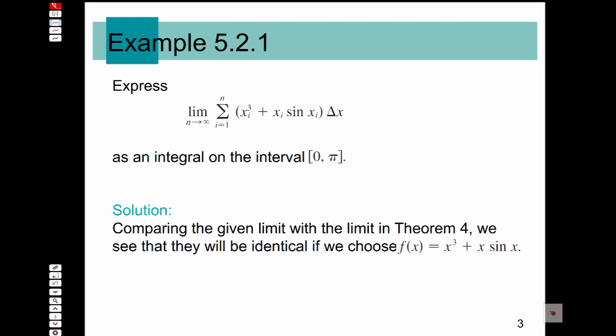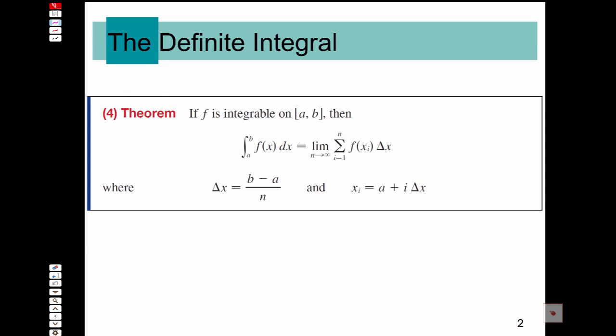The example asks us to express this limiting Riemann sum given here as a definite integral on the interval from x equals 0 to x equals pi. And in order to do this, we simply need to look at Theorem 4 and understand how the notation of definite integrals matches up to the notation of the limit of a Riemann sum.